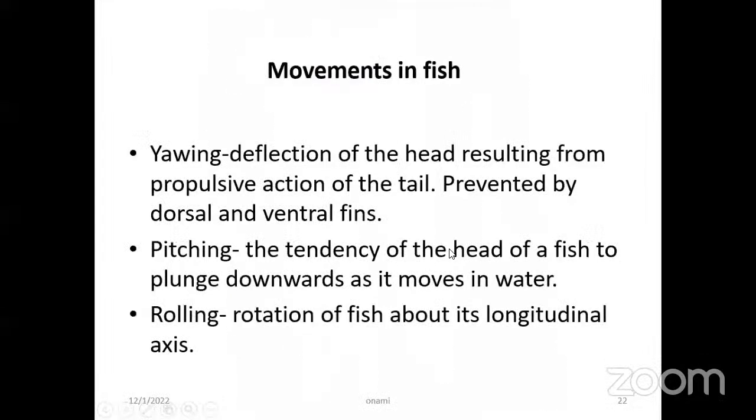Then we talk about the various movements exhibited by fish. One of the things that may happen as the fish moves is yawing. As we saw in the previous video, you have seen the head deflecting side to side, and this is because of the action of the tail.